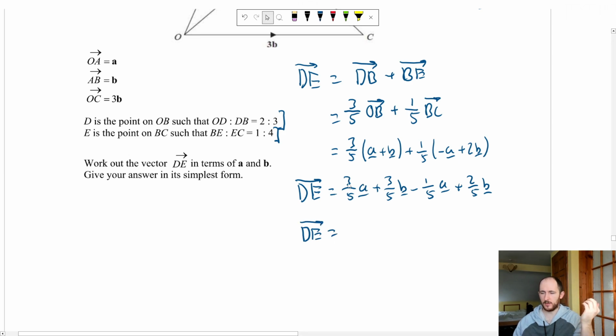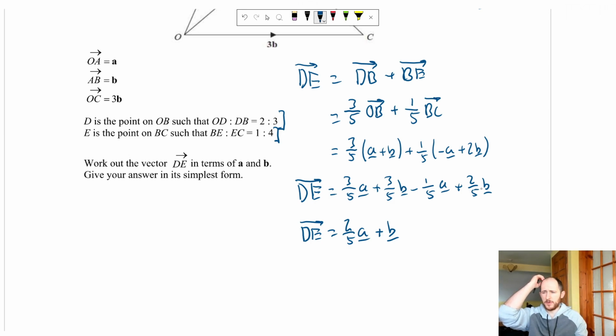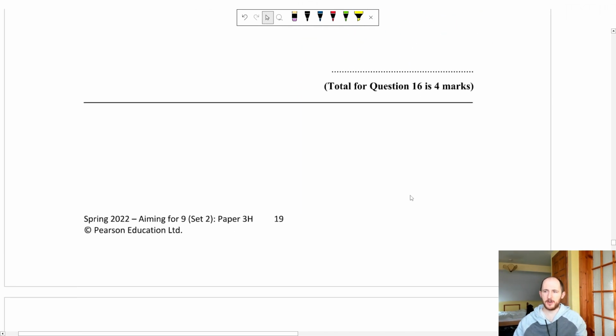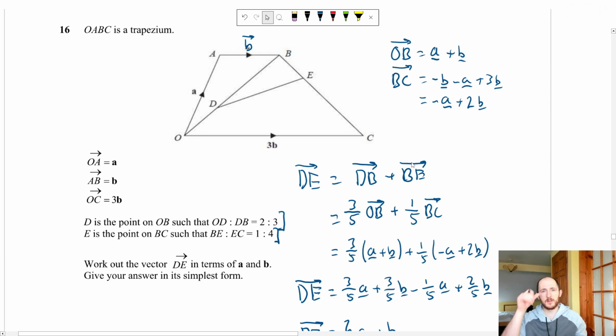3/5 of A, so 3/5 minus 1/5 makes 2/5. 3/5 plus 2/5 makes 1 whole, so just plus B. And that is your final answer. And again, I would recommend, by the way, the last step, even use a calculator to work out the fractions, because students make mistakes when they're under pressure. But that's it for 4 marks. So vectors can be quite easy as long as you really simplify it, really break it down, okay? It's like playing a game.